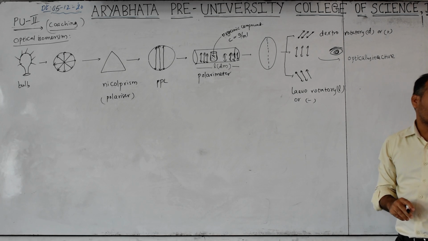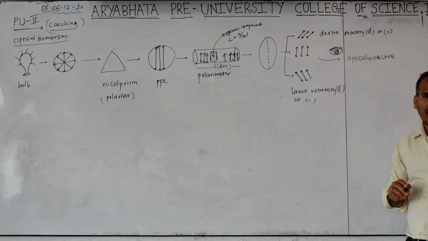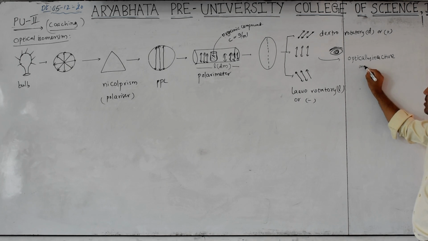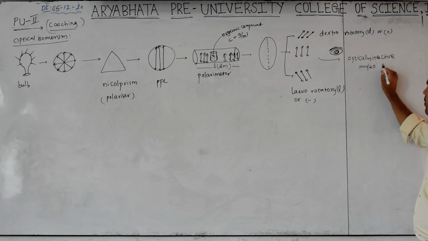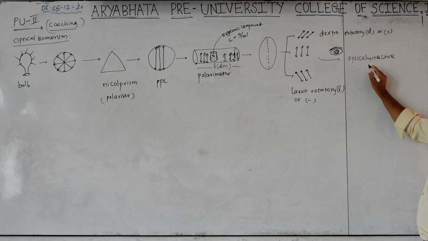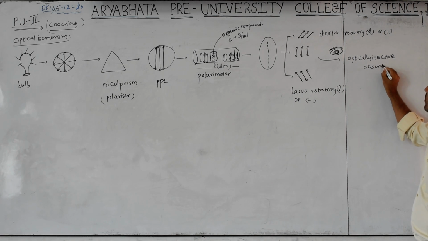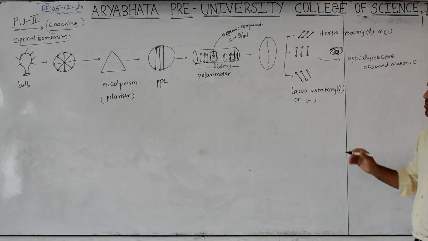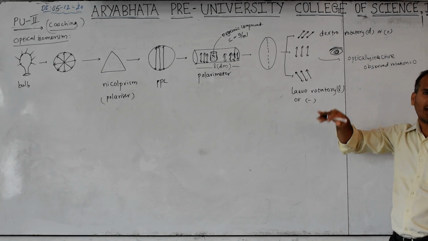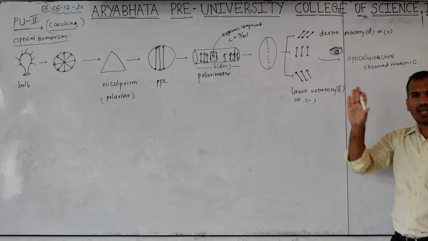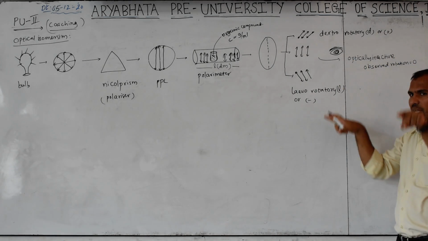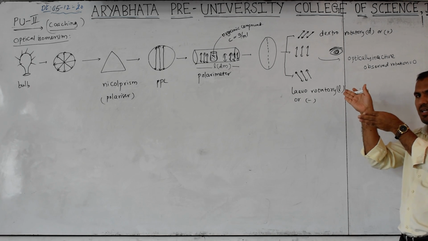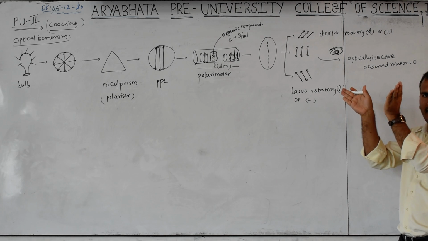The compound is optically inactive. So the observed rotation, the angle of rotation, is zero, because the plane polarized light is not moved towards any direction. If the plane is like this, the line stays as it is, not moving. If it is moved like this, that is the right direction. If it is moved like this, that is the left direction.